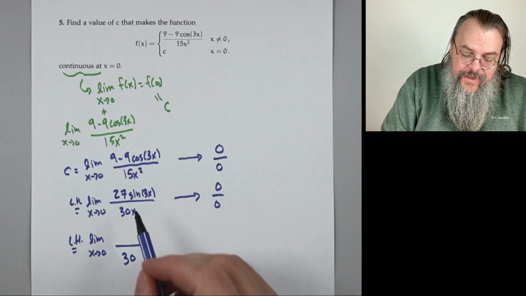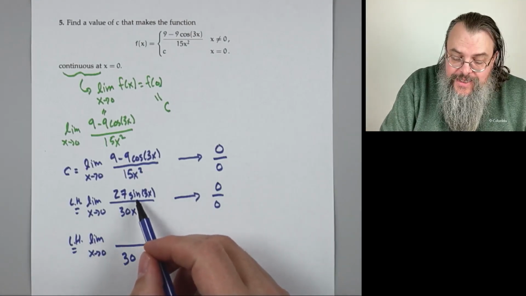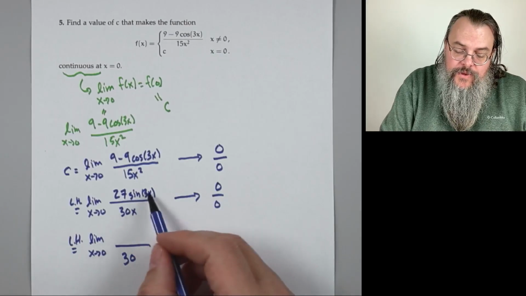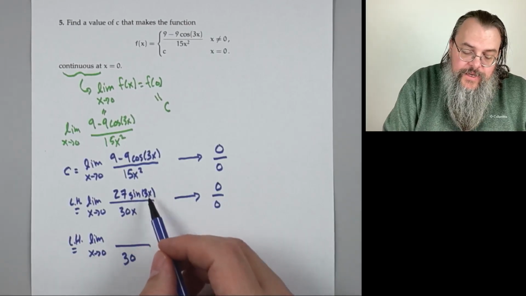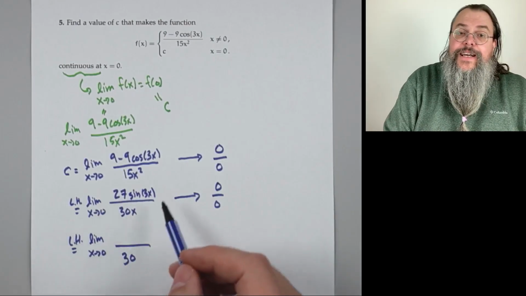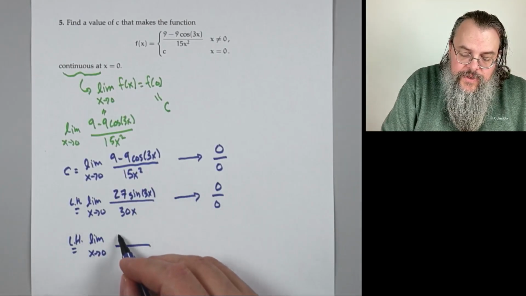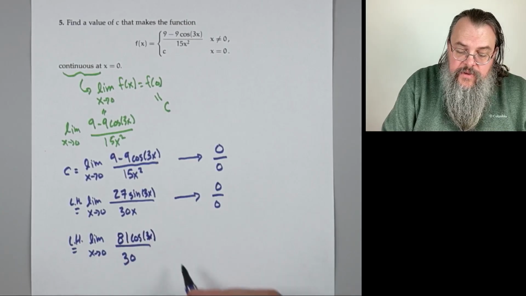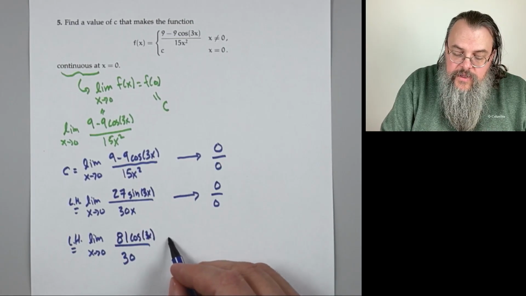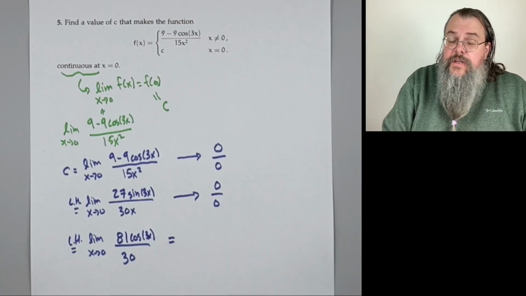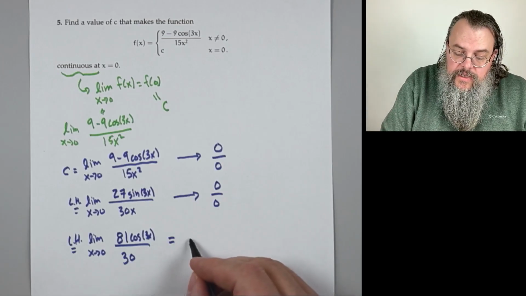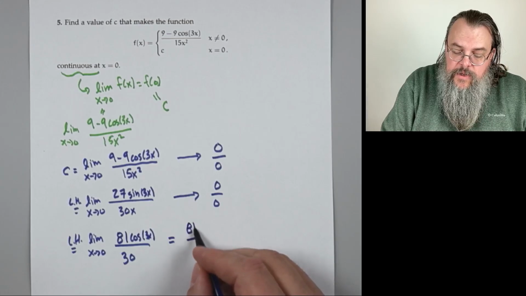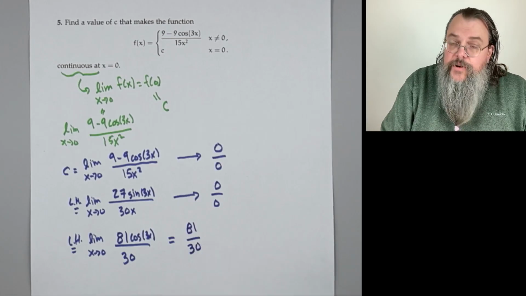All right. Derivative of sine is cosine. But when we take the derivative here, we have to take the derivative of the inside as well. So there's going to be a 3 come out again. So 27 times 3 makes 81. Cosine of 3x. And, well, as we said, it doesn't go to 0 over 0. So plug it in. And what do we get? Upstairs, we get 81. Downstairs, we get 30.